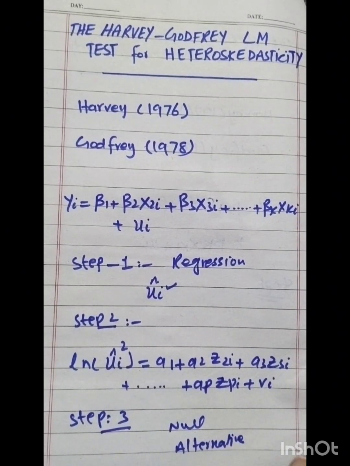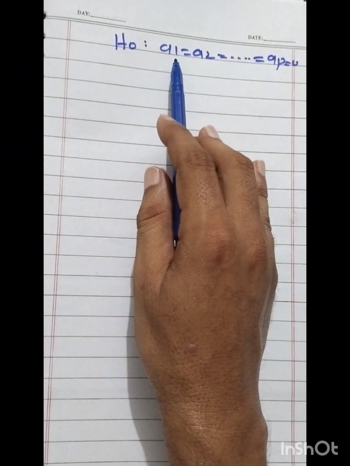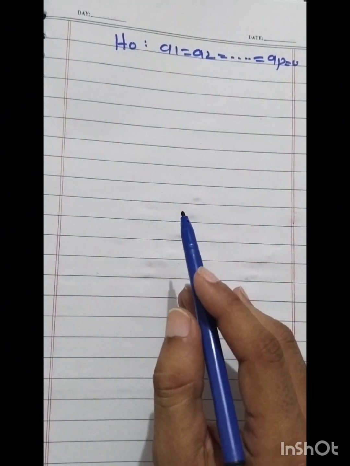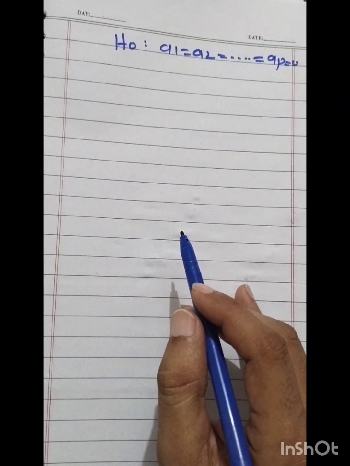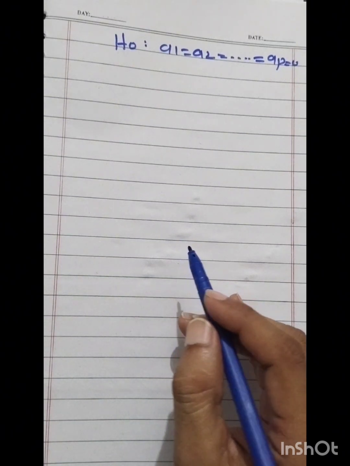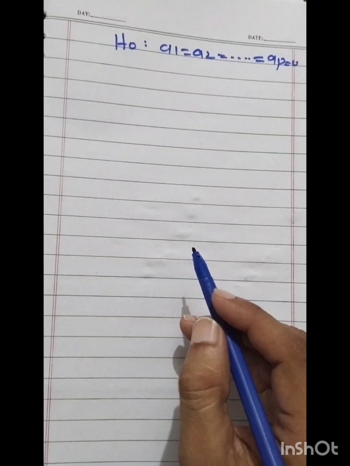The null hypothesis of this test will be homoscedasticity, that is, H naught: a1 is equal to a2 so on to ap is equal to 0, while the alternative hypothesis will be that at least one of the a's is different from 0.